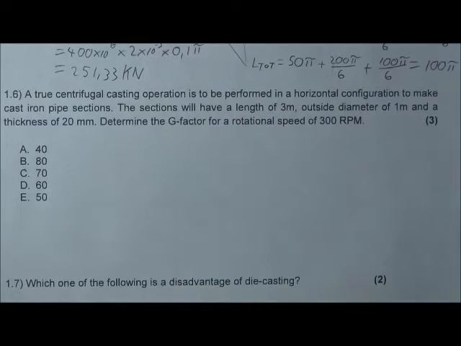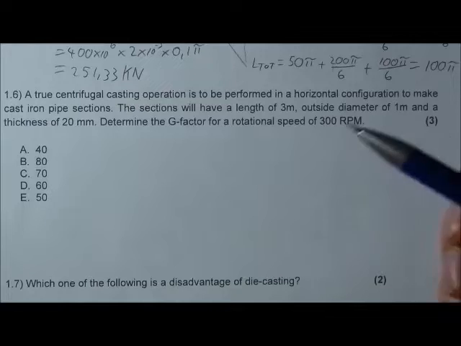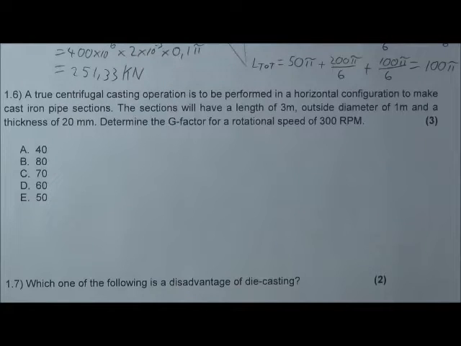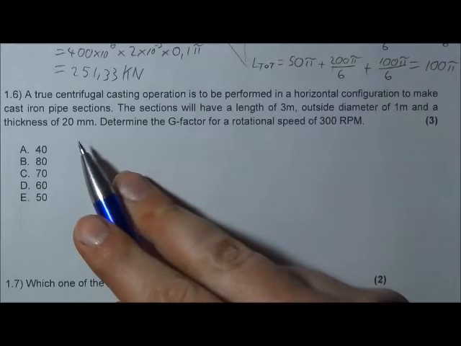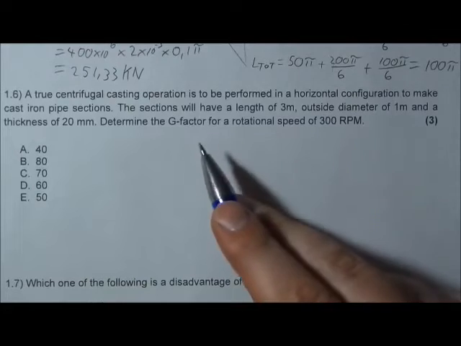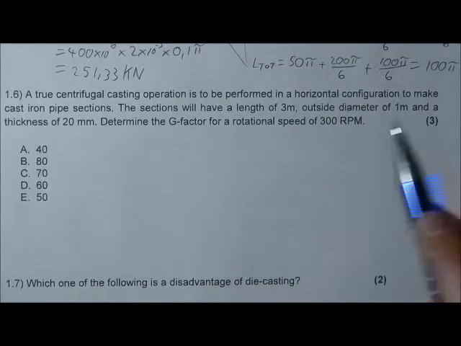Question 1.6. This one says a true centrifugal casting operation is to be performed in a horizontal configuration to make cast iron pipe sections. The sections will have a length of 3 meters, outside diameter of 1 meter, and a thickness of 20 millimeters. Determine the G factor for a rotational speed of 300 revolutions per minute.